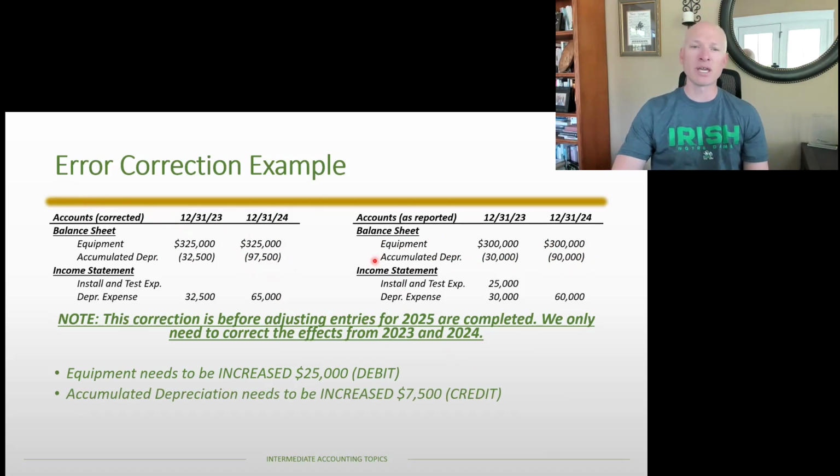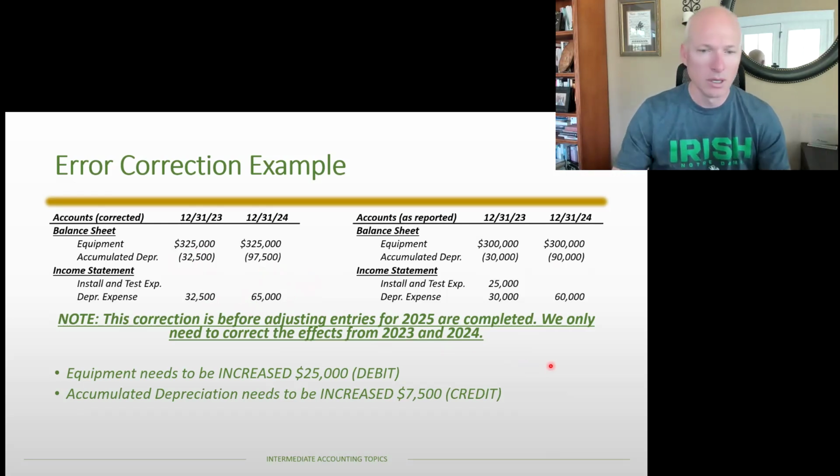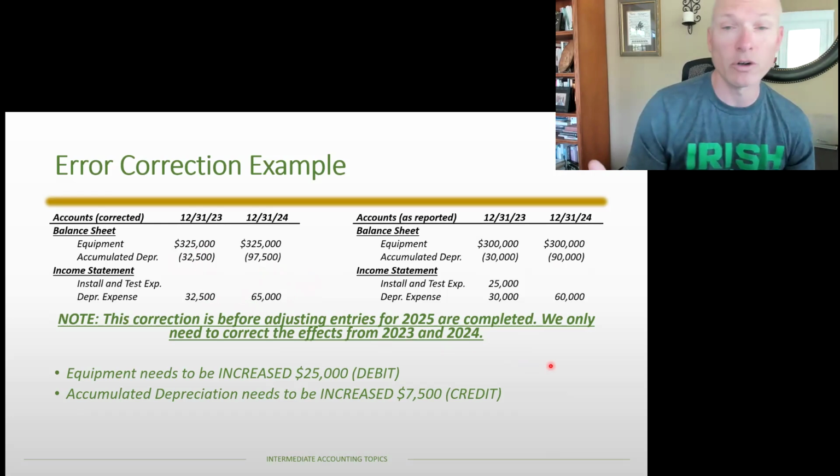Now, I will say in some accounting systems, you'd actually have to go back and make two entries. You'd go back and make the adjusting entry in 2023 correct, and then correct another adjusting entry in 2024, and then reprint your financial statements. But what we're doing is accumulating all of those mistakes in one financial statement, or sorry, one journal entry.